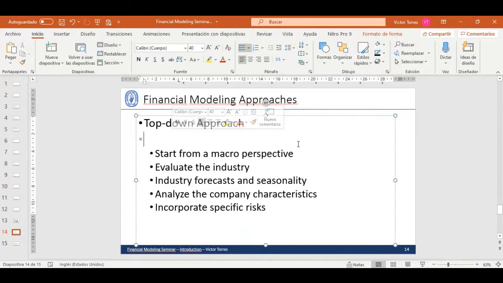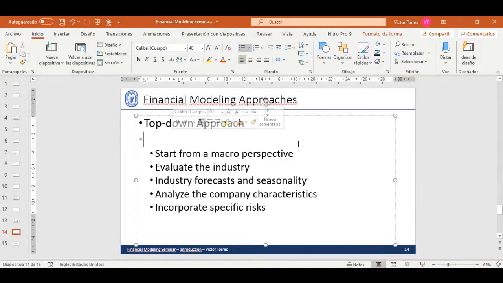Okay, so let me start with the two main approaches that we're going to be drilling when we work on the financial model. The first one is a top-down approach. A top-down approach means that you think from a macroeconomic perspective, and then try to drill down and figure out how much that's going to be impacting my particular company, considering that my company is going to be very similar to the industry in general, and incorporating somehow, if possible, particular characteristics of the company.